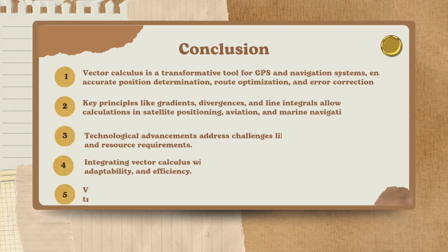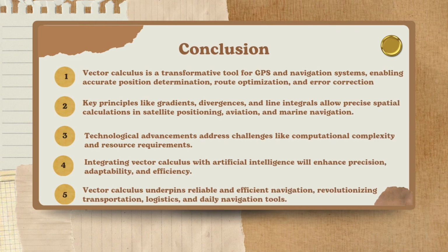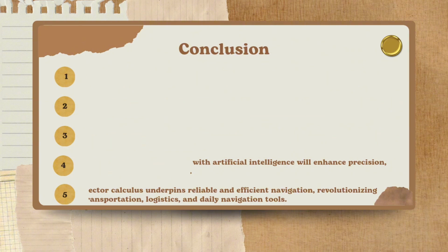At the end, I want to conclude that vector calculus is a transformative tool for GPS and navigation, which enables accurate position determination, route optimization, and error correction. Key principles such as gradient, divergence, and line integral enable precise calculation and effective problem solving in diverse scenarios. Advanced technology can address challenges such as computational complexity and resource requirements. Vector calculus underpins reliable and efficient navigation, revolutionizes transportation, logistics, and daily navigation tools. Thank you.